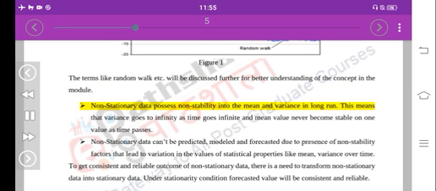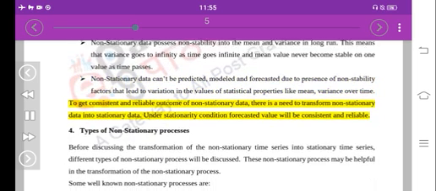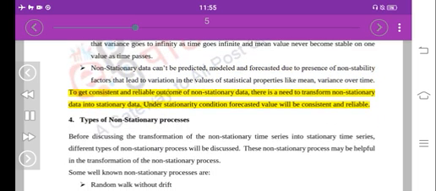Non-stationary data possess non-stability in the mean and variance in the long run. This means that variance goes to infinity as time goes to infinity, and the mean value never becomes stable on one value as time passes. Non-stationary data can't be predicted, modeled and forecasted due to the presence of non-stability factors that lead to variation in the values of statistical properties like mean and variance over time. To get consistent and reliable outcomes, there is a need to transform non-stationary data into stationary data. Under the stationarity condition, the forecasted value will be consistent and reliable.